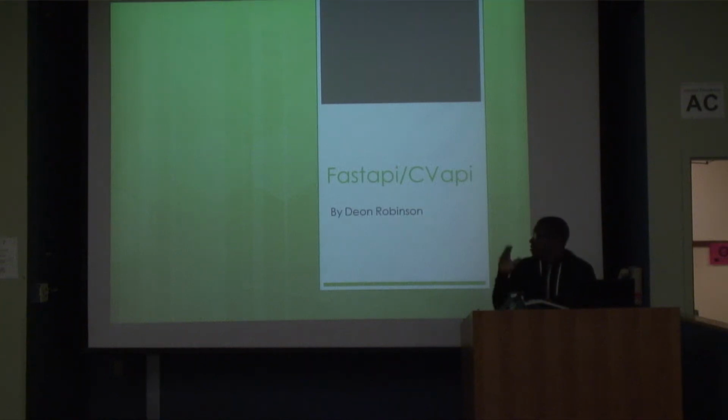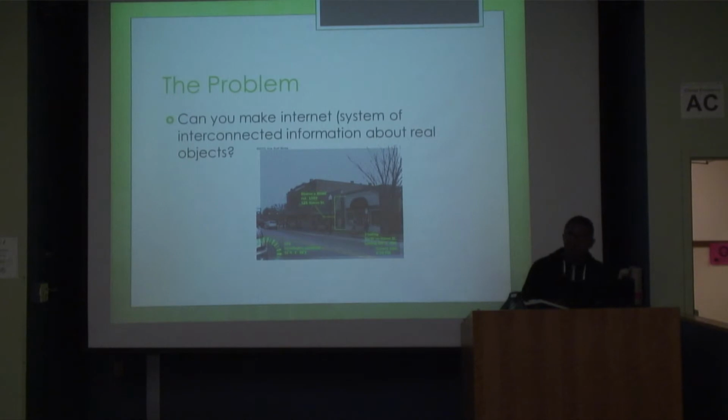I'm Dion, and this is my project, FastCV. Basically what it is, it allows you to place images into a database and query them based on associated information. So what you would do is put an image into a database, place information along with that image, and be able to query it out.